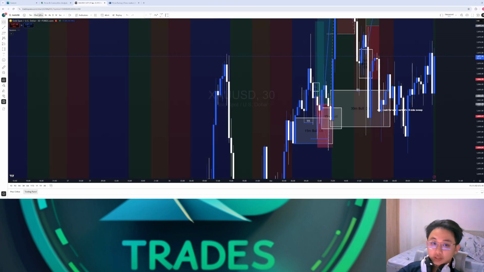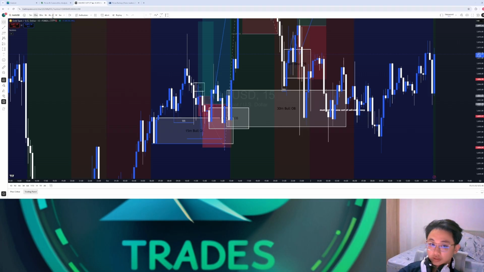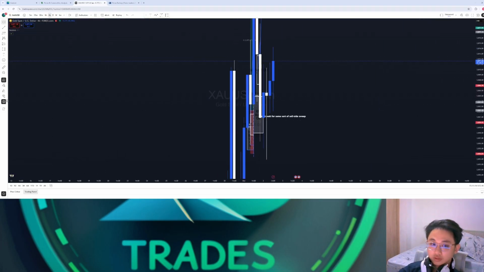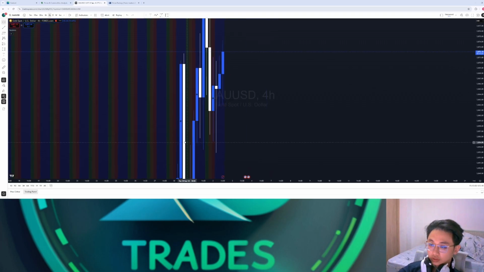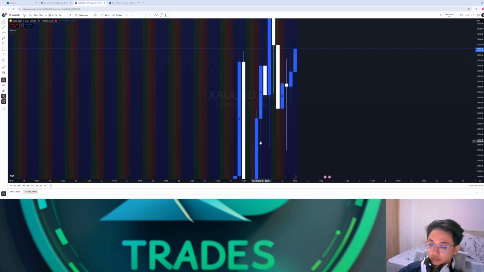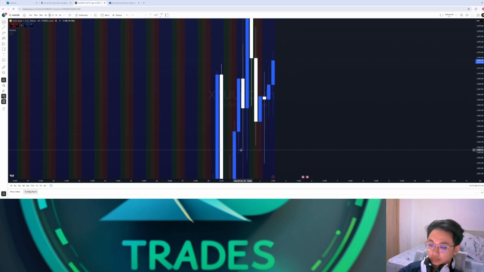Okay, so I guess the main thing that we had to look out for, the only thing that I could find, is that on the 4-hour you could have waited for this low to be swept. This Wednesday's candle low to be swept. Sorry, this 4-hour candle on Wednesday to be swept. Okay, since these lows are relatively close to each other, price will sweep both lows.